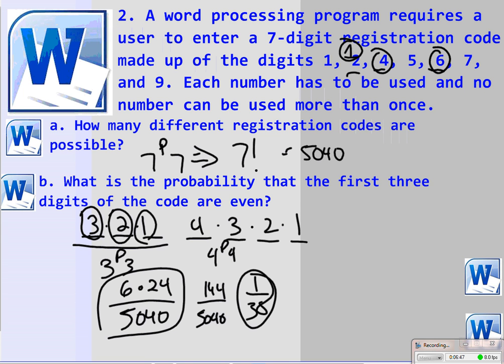So there's 1 out of 35. Sorry, that's a 5, not an 8. So 1 out of 35 would be my answer for that. All right, so next one.